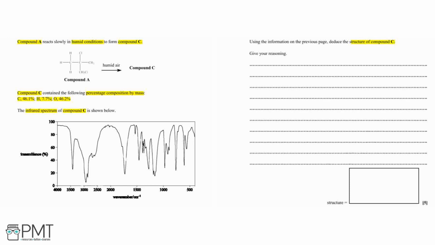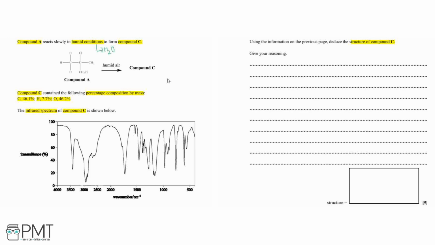So the first thing to note is that we've got humid conditions. So this tells us that we've got some source of water, which is going to be a source of oxygen and hydrogen. So that's something to bear in mind here when we're thinking about our compound C, which only contains carbon, hydrogen, and oxygen. We can now look at our percentage compositions by mass because we can use this data to work out the empirical formula of compound C overall.